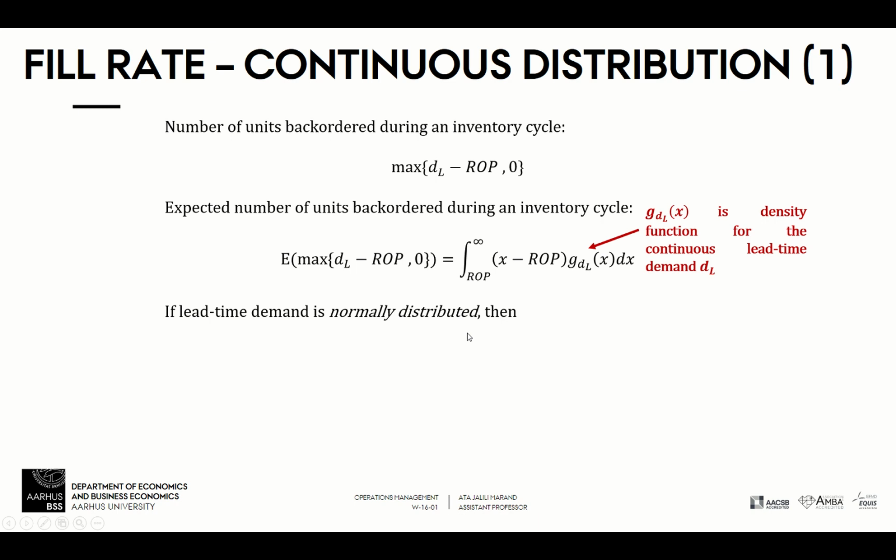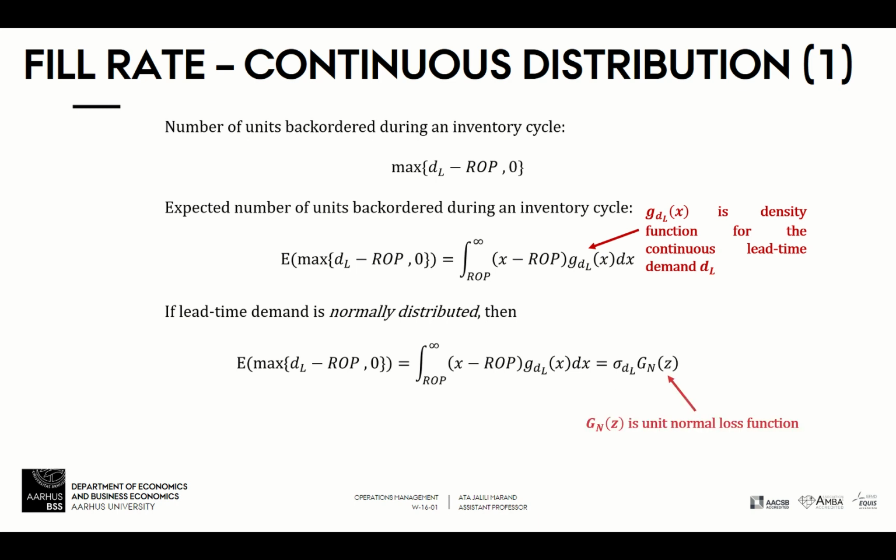And then, if we make another assumption saying that the lead time demand, or demand during lead time, is normally distributed, then this expectation, which is the expected number of units backordered during an inventory cycle, can be written as sigma DL, the standard deviation of demand during lead time, multiplied by Gn of z. And what is Gn of z? It is the unit normal loss function. We'll introduce this function later.